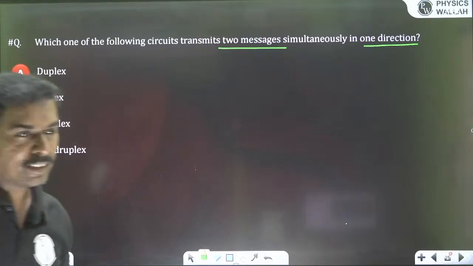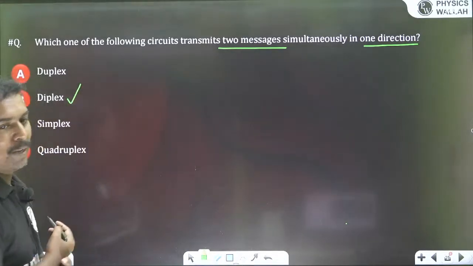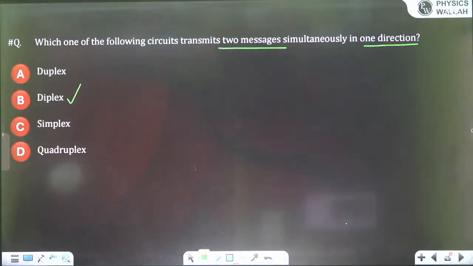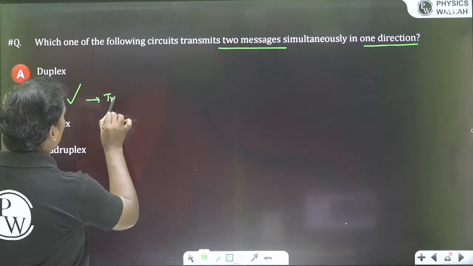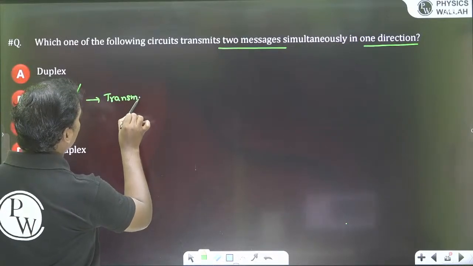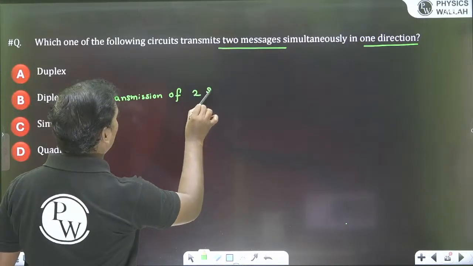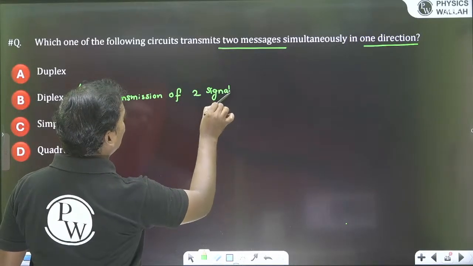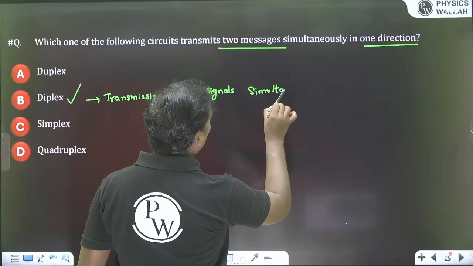Can you tell me answer? Excellent. Diplex. It is diplex, my dear, not duplex. Transmission of two signals simultaneously on antenna.